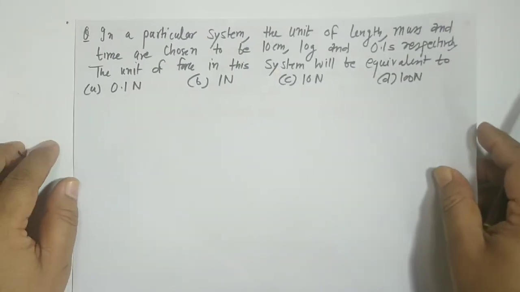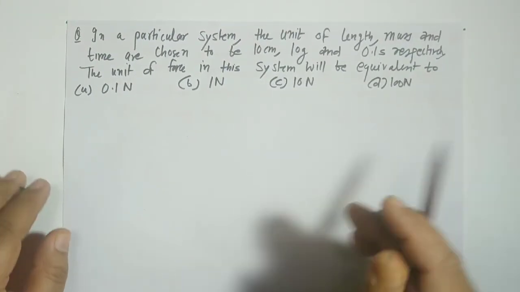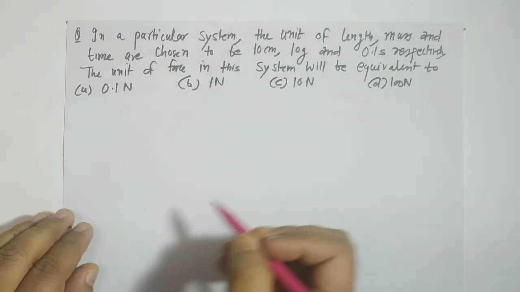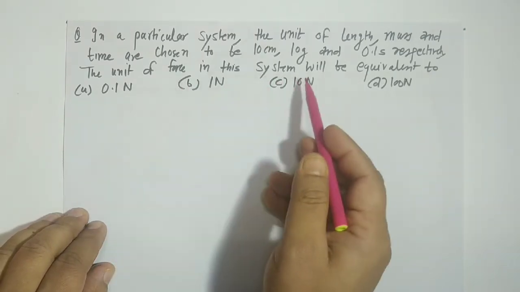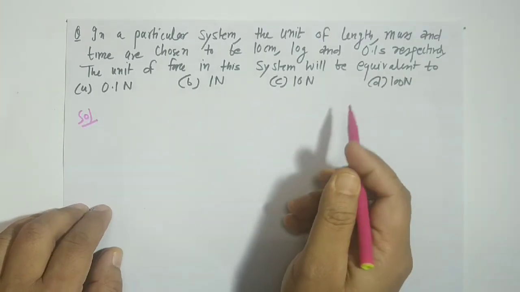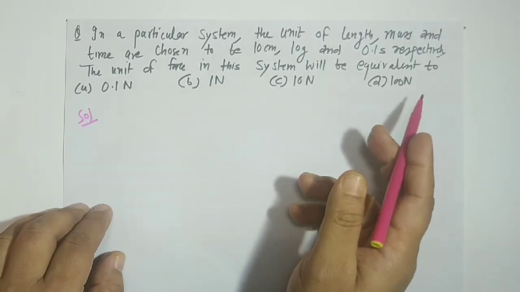Okay. Then the next question is related to conversion. In a particular system, the units of length, mass and time are chosen to be 10 centimeter, 10 gram, and 0.1 second. You have to find out what the unit of force in this system will be equivalent to.